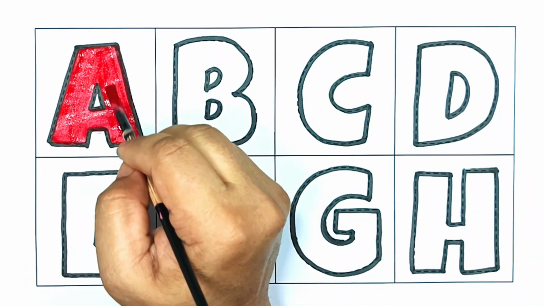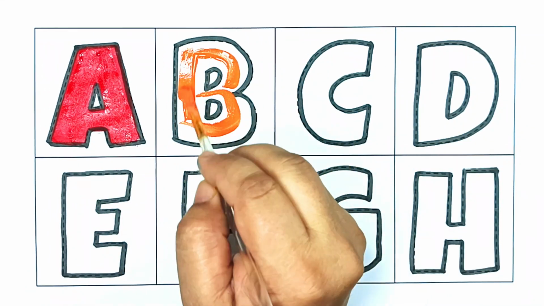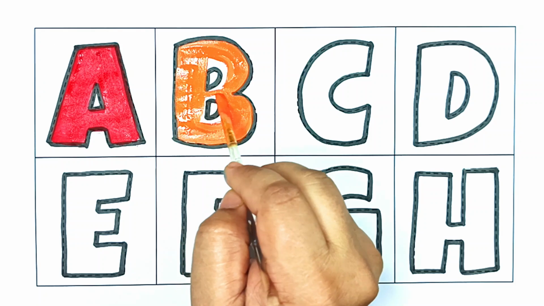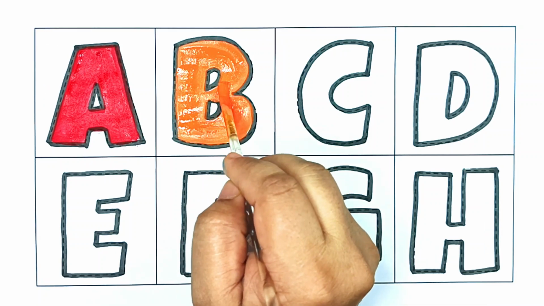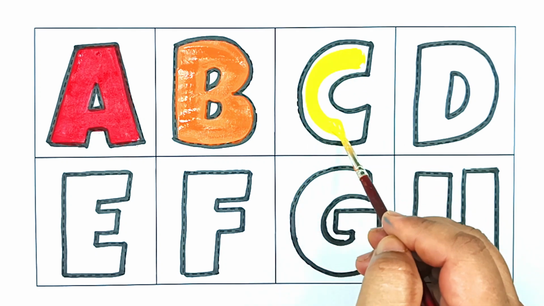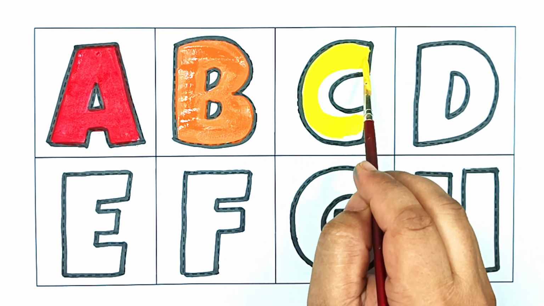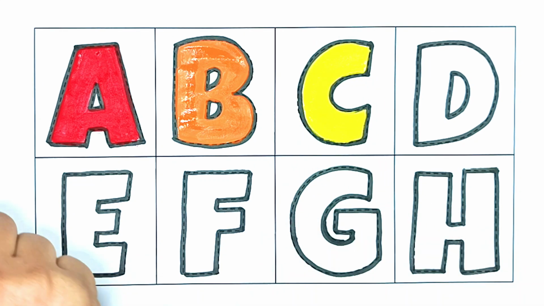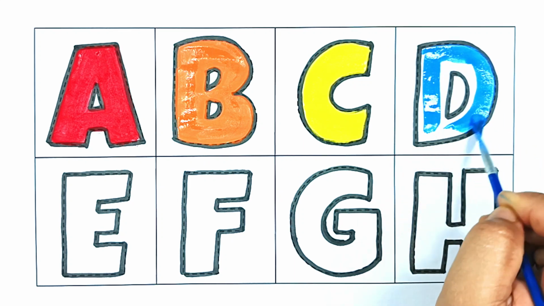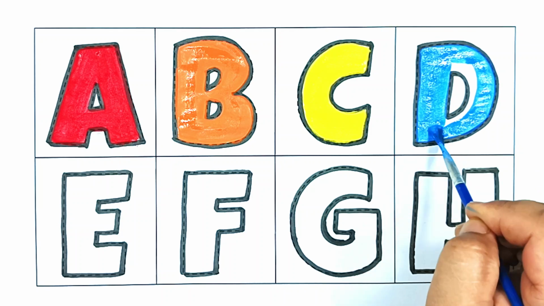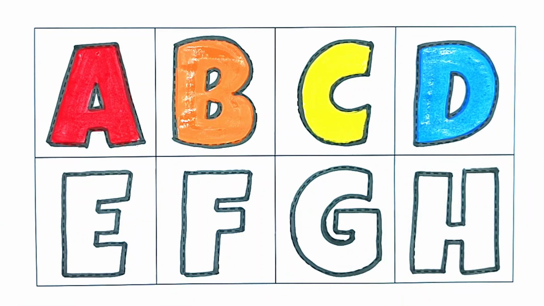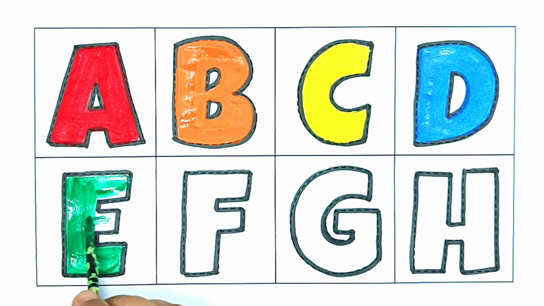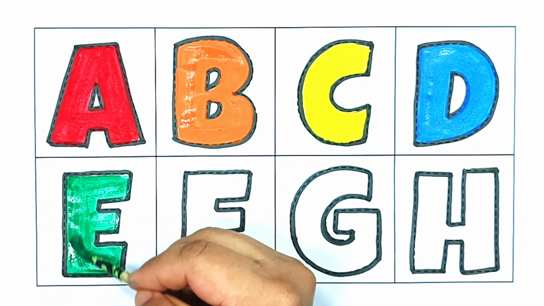A for apple. B for ball. C for cat. D for doll. E for egg.